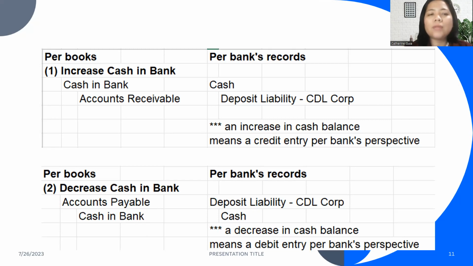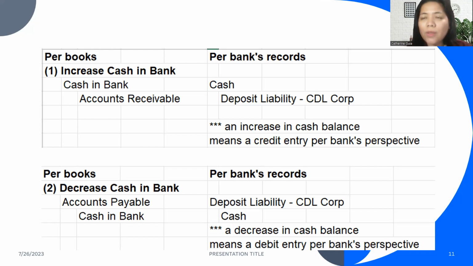Next, how about when there is a decrease in cash in bank? Okay, the usual entry is debit accounts payable or whatever account is appropriate, and then credit cash in bank. Per the bank's records, they debit deposit liability because that is their liability to the depositor. It's like they are just in custody of the money of the depositor, and then credit cash.